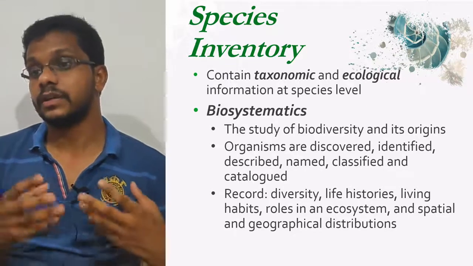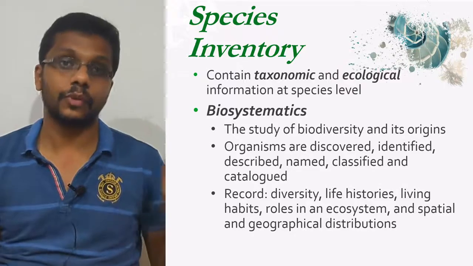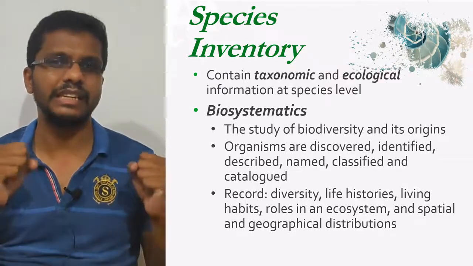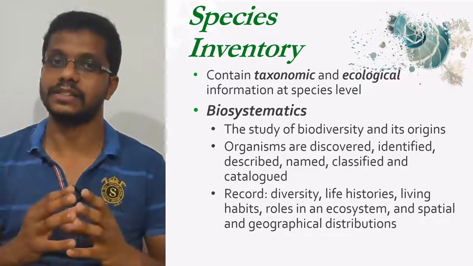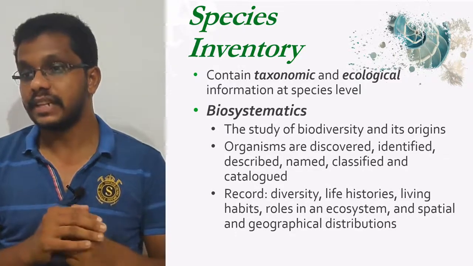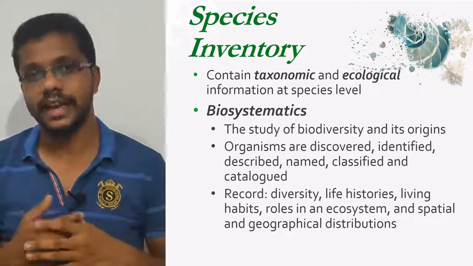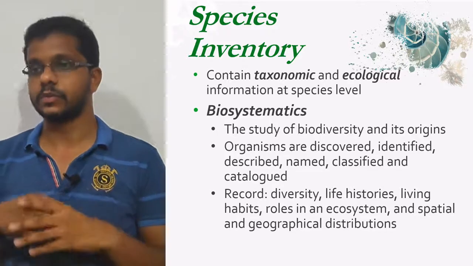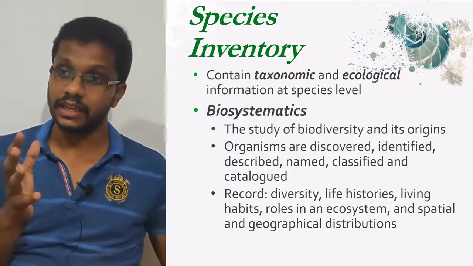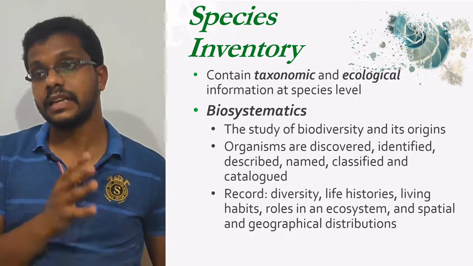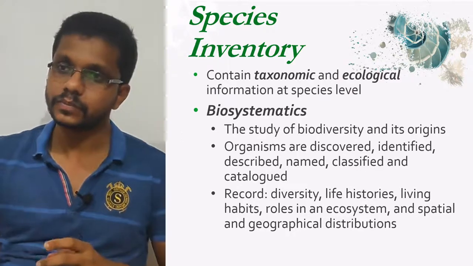Role in an ecosystem, that's very difficult because most of the organisms play a wide variety of roles in an ecosystem. So a very detailed study can only find all roles of an organism in an ecosystem. And spatial and geographical distribution, how it is distributed all over the area, that needs to be studied. So species inventories are very difficult to make because we should classify the organisms systematically, then we should study the organism from an ecological perspective.